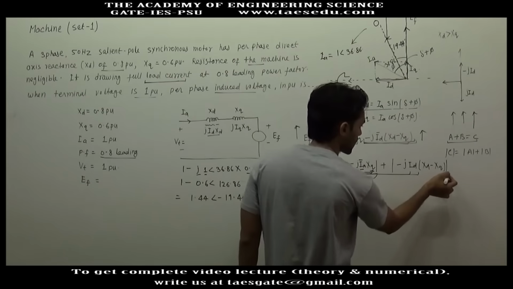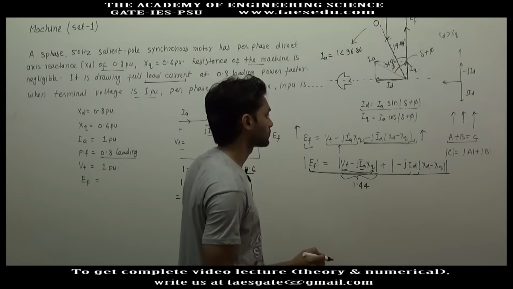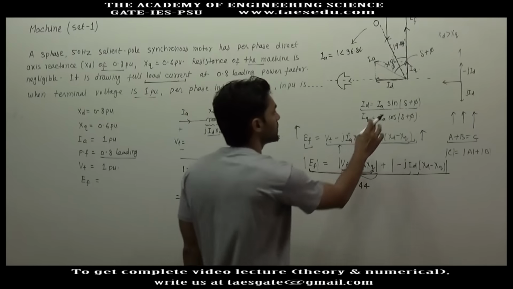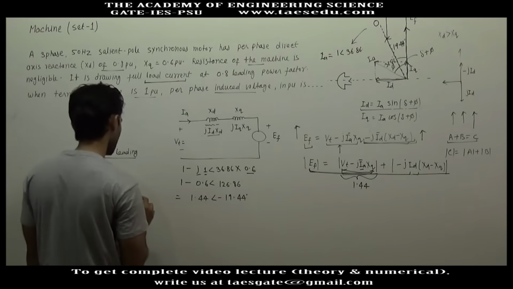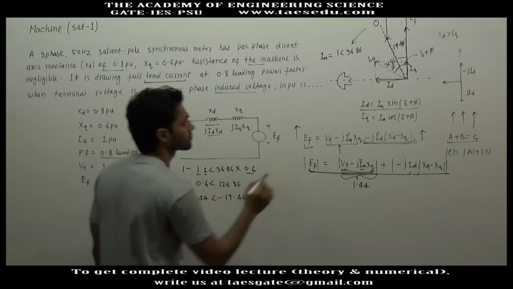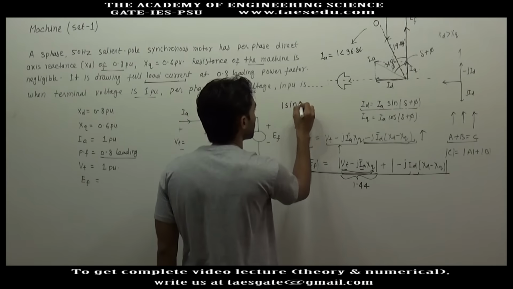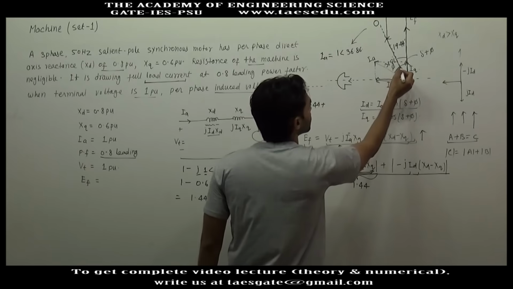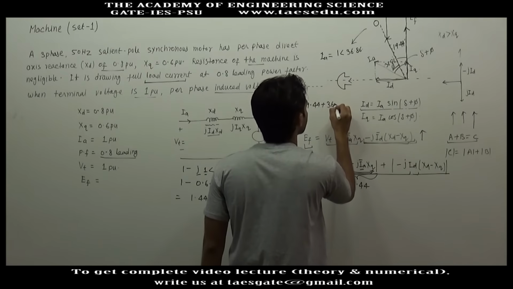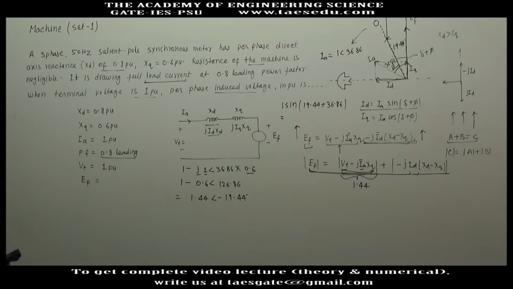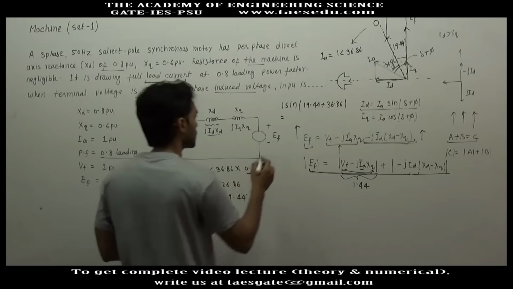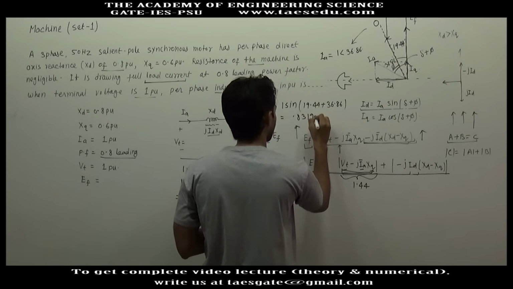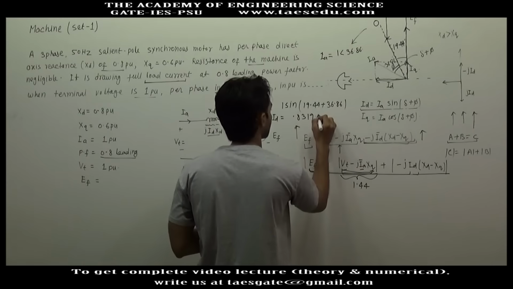Now we have to find out magnitude of this quantity. So let us first find Id. Id is equal to Ia sine (delta plus phi). Ia is 1, delta is 19.44, and phi is 36.86. This is 0.8319. This is the value of Id.